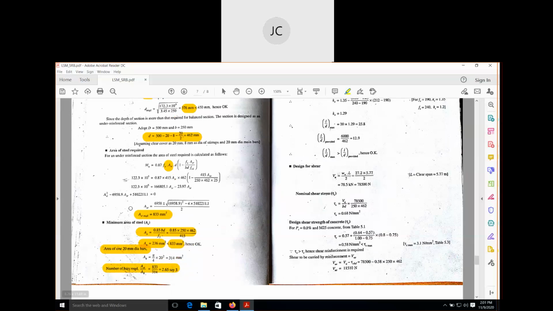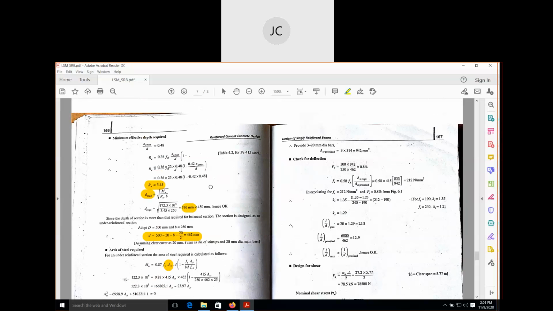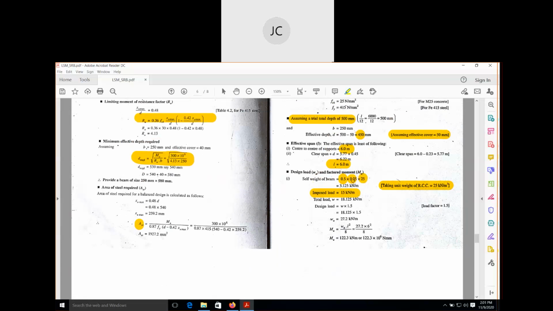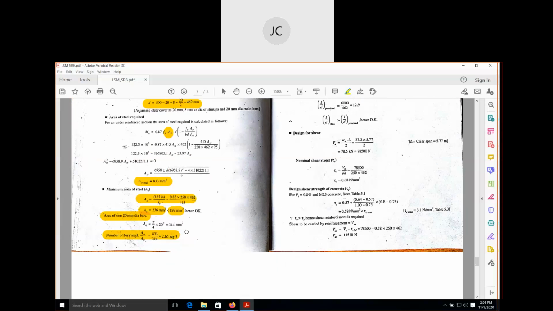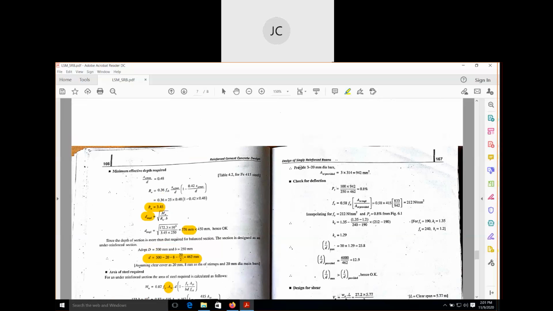So till this portion we have solved in the previous part. We have calculated the self weight, then design moment, then we have calculated the number of bars. Up to this part, it was our previous problem. So next, what we have to do? Here you have to provide 3 numbers of this much. Therefore, Ast provided will be 3 into 314, which is the area of 1 bar. It will be 942.